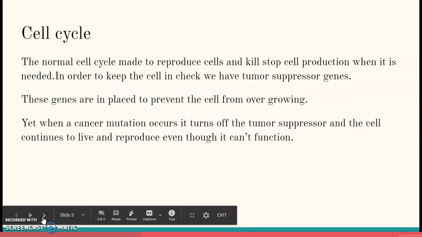So how is the normal cell cycle supposed to go? The cells reproduce through mitosis and meiosis, and they reproduce like they need to, and use tumor suppressor genes to control cell growth and stop it when it needs to stop growing, and the cell would automatically die. So when a cancer mutation occurs, it turns off the tumor suppressor and the cell continues to live and reproduce even though it's not technically functioning, and just takes up space and also puts more stress on the body.